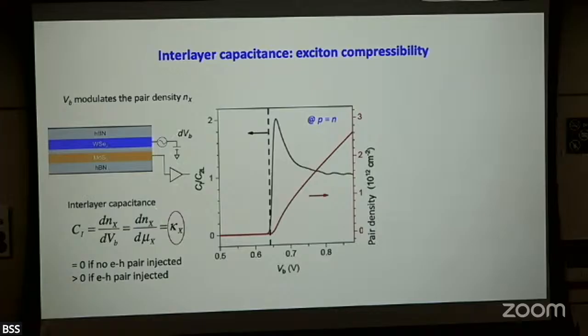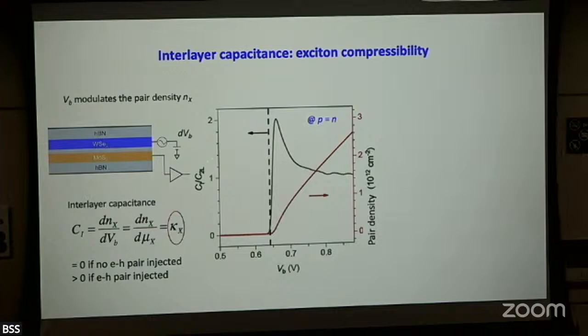And if you look at it, I already mentioned this bias voltage is just the exciton chemical potential. So effectively, this interlayer capacitance measures the exciton compressibility. Okay, and this is one of the curves. Let's look at the black curves. Okay, black curve.